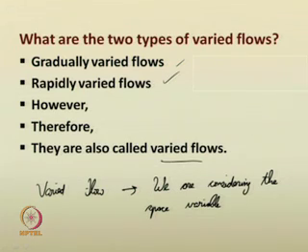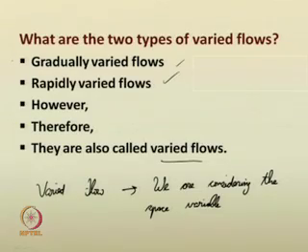In the space variable, the properties of the flow, that is the depth of the flow and the velocity of the flow, vary with respect to space. If one travels from upstream to downstream and these properties of the flow vary, that is a non-uniform flow. And in this non-uniform flow, there are two main categories, gradually varied flow and rapidly varied flow. So, two types of varied flows are there.